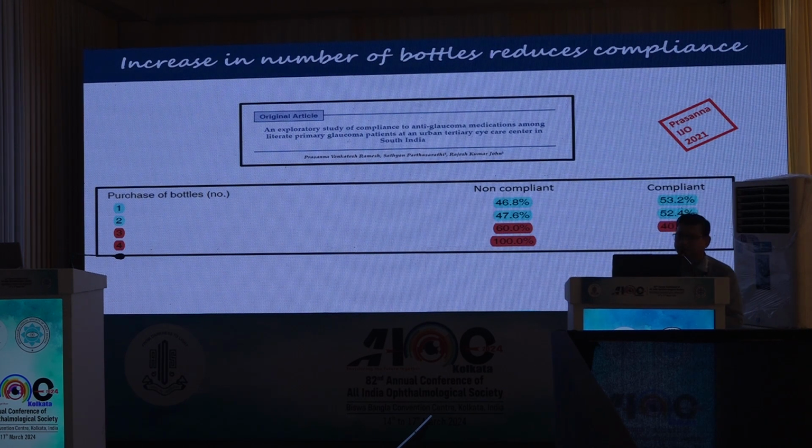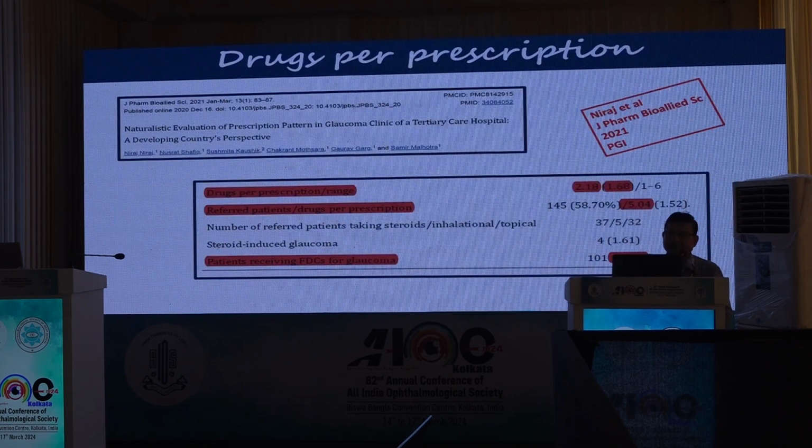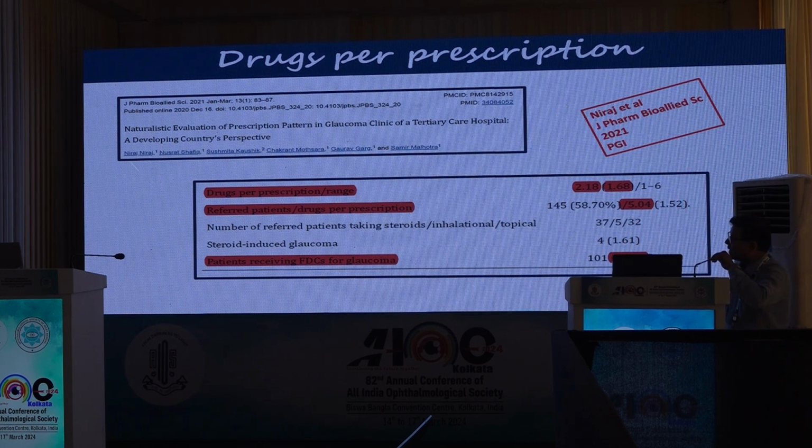It's 100% non-compliant. Now, this is a very, very interesting study from PGI group, where what they showed was that the drugs per prescription were around 2.18. So already the glaucoma patients who were on AGM had more than 2 drugs. Also, the number of referred patients, look at the average number of drops. Drugs per prescription is 5. And patients receiving FDCs who are being referred are already 40.8.